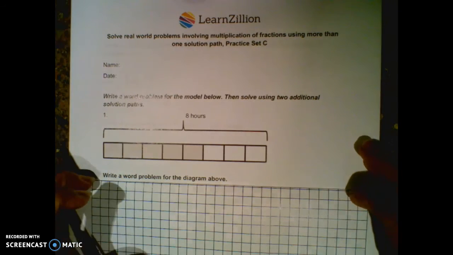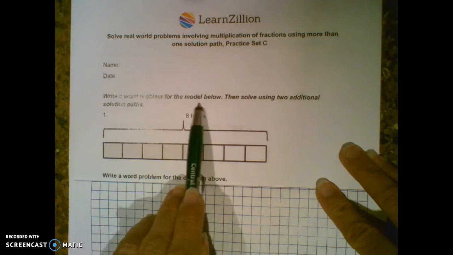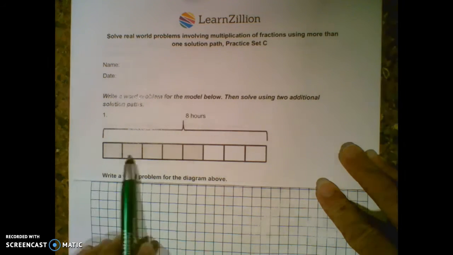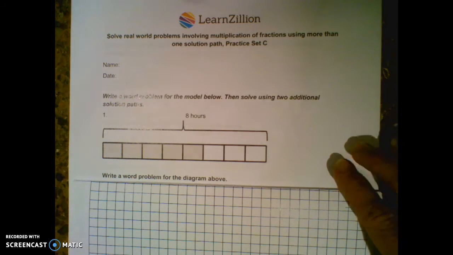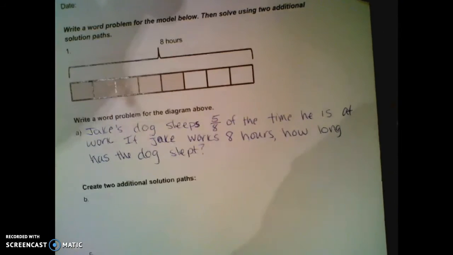So the first step is to write the problem, because you need to figure out what it is that you're being asked to do. We know it has to do with time because it says 8 hours up here, and out of those 8 hours, 1, 2, 3, 4, 5 have been shaded in. A word problem you came up with could be really anything, but my example for you is: Jake's dog sleeps 5/8 of the time he is at work. If Jake works 8 hours, how long has the dog slept? Pretty easy now that we've put it in perspective. I can look at the model and see that out of 8 hours, the dog slept 5. So I even know the answer because the one model was given to me.